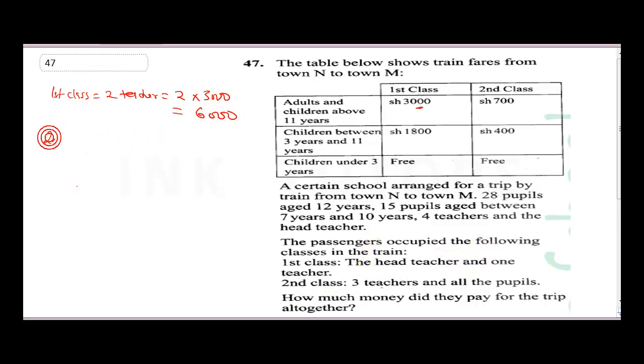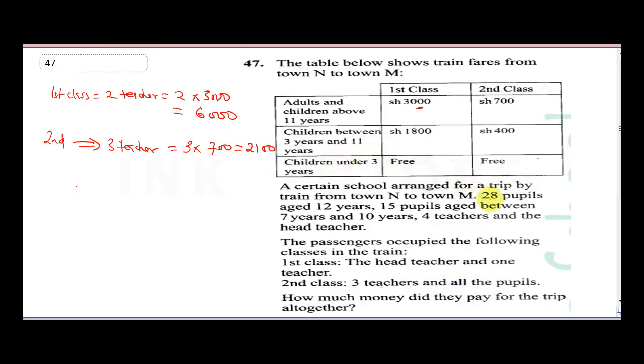Good. Now, second class, 3 teachers and all the pupils. Let's check how much. If you enter second class as a teacher, because they are adults, they will pay 700. So this will be 3 times 700 for the teachers. That means the teachers will pay 2,100 shillings. Then it says all the pupils.